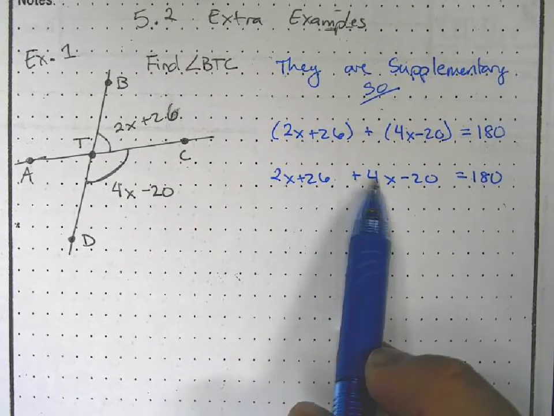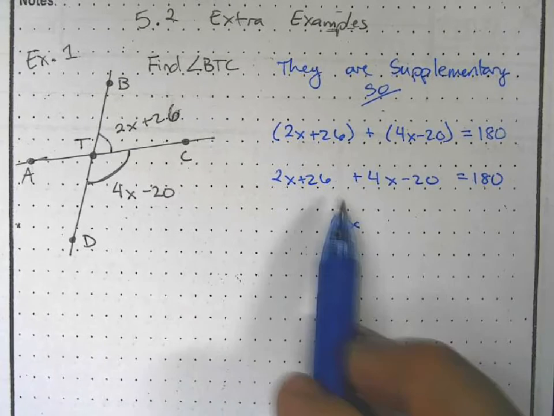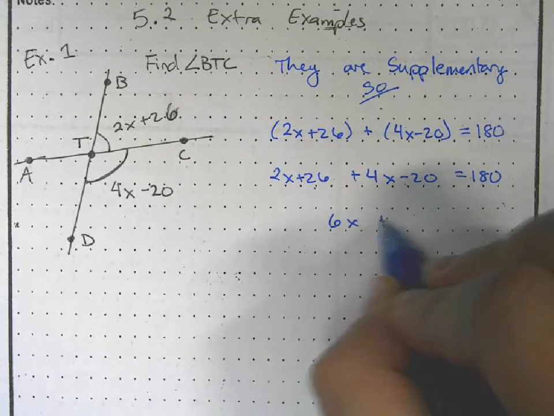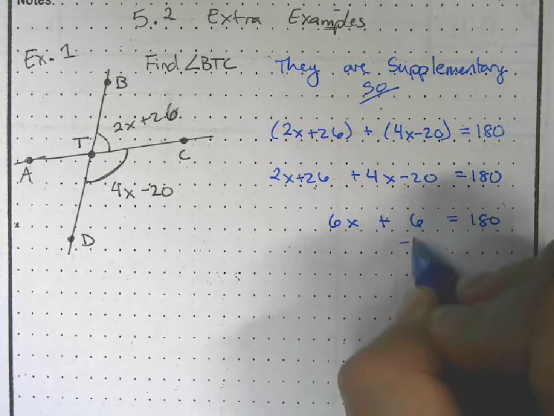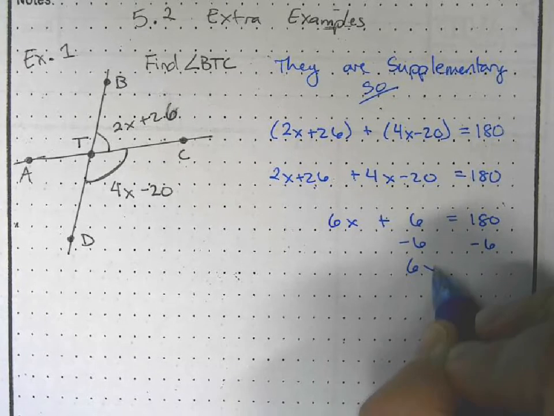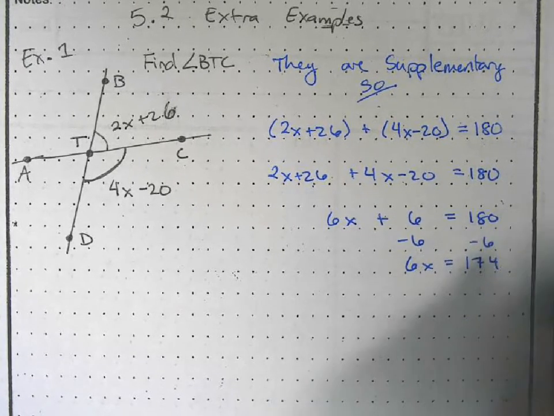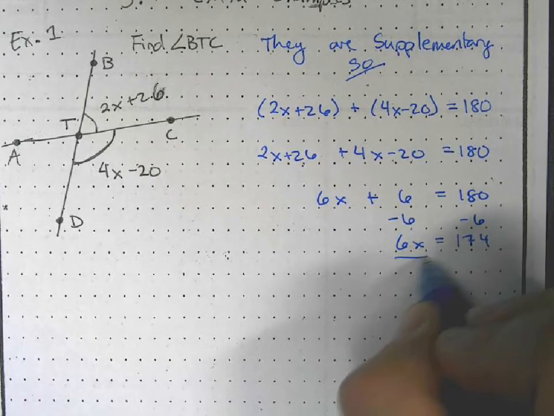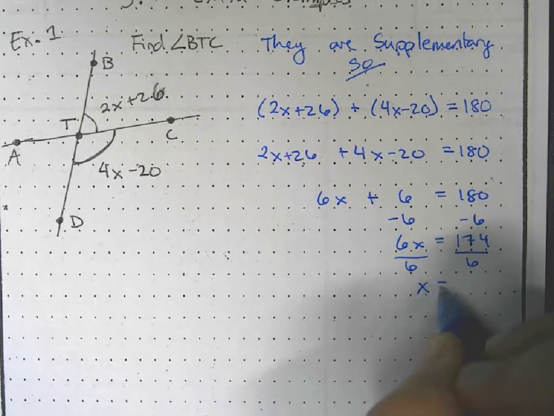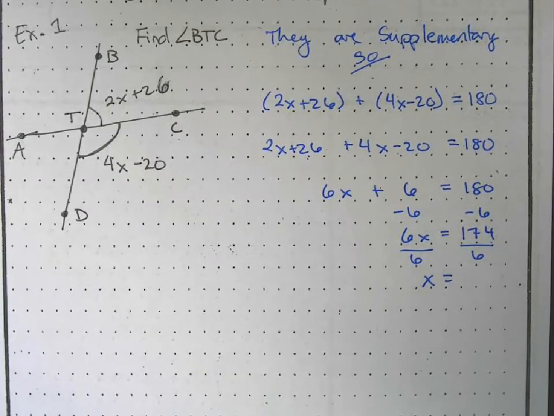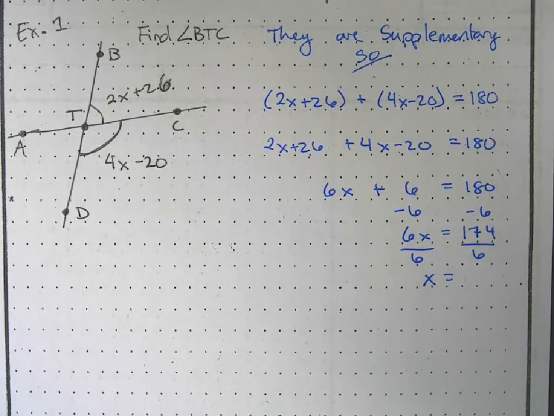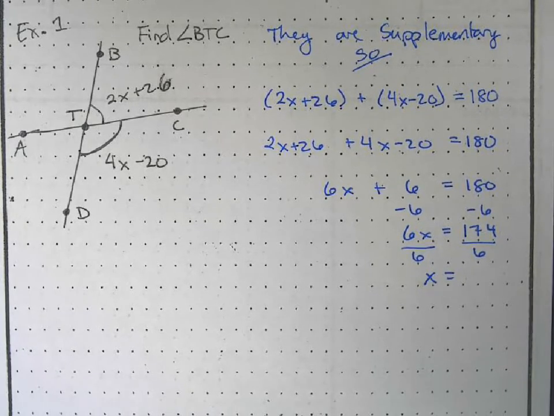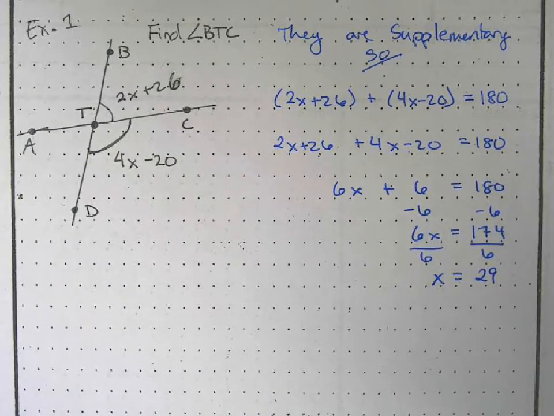So we'll combine like terms, 2x plus 4x is 6x, 26 minus 20 is a positive 6, and now I'm just going through my solving motions. Subtract 6 from both sides, now we'll divide by this 6, and we get x equals 174 divided by 6, which is 29. I have not finished the problem.